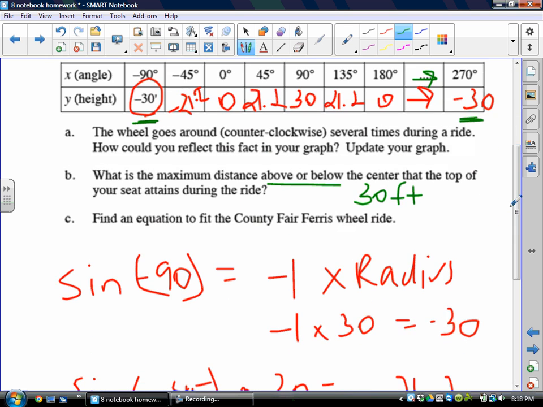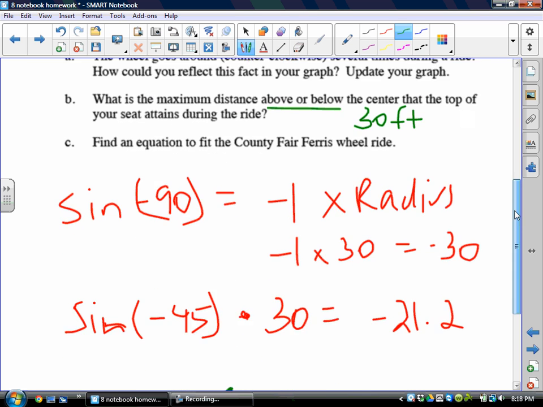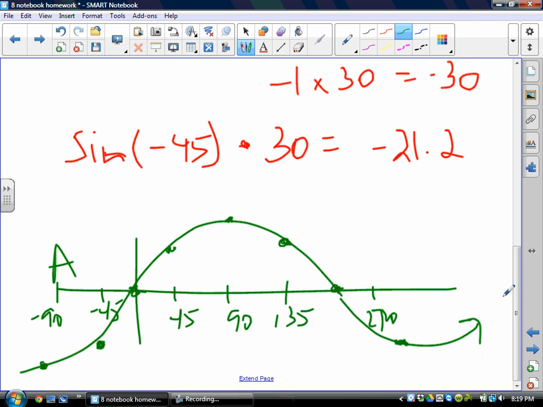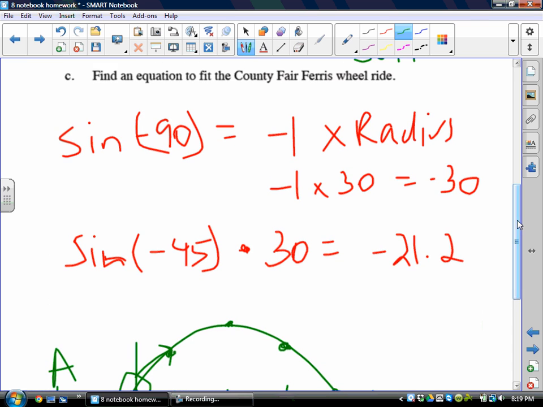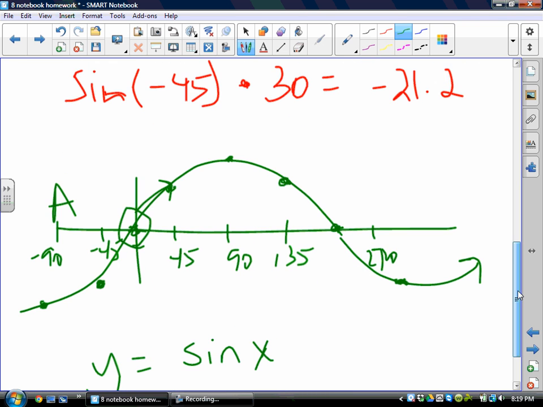Part C says find an equation to fit the county fair Ferris wheel ride. So if we look at our graph here, and we could also look at our table, this point is very important, and the upward direction of this is very important. Normally the graph that starts at 0, 0 and goes up is sine of x. Now the only thing that's different from normal sine of x is instead of having a radius of 1, we have a radius of 30. So what did we do to our table? Well, we multiplied it by the radius, or that would be my amplitude. The distance between this maximum and the middle is 30.